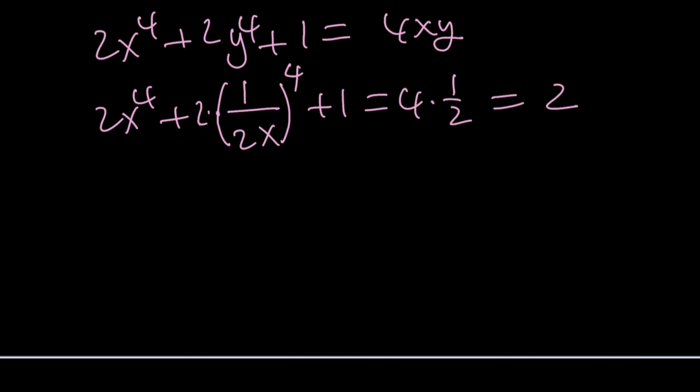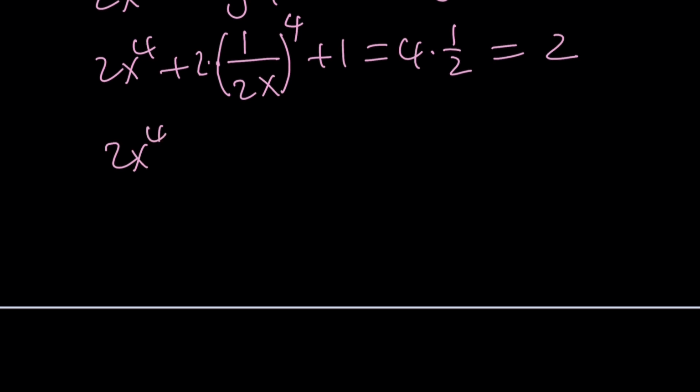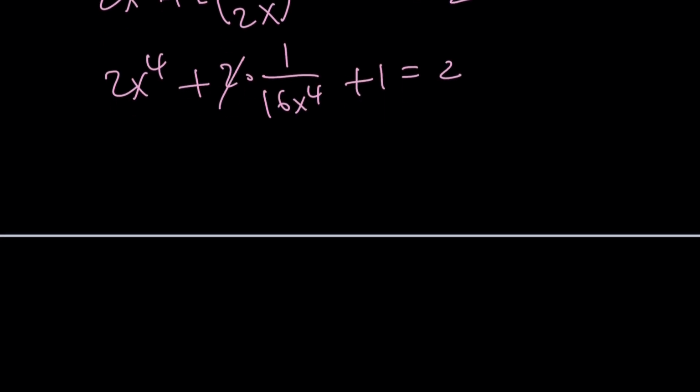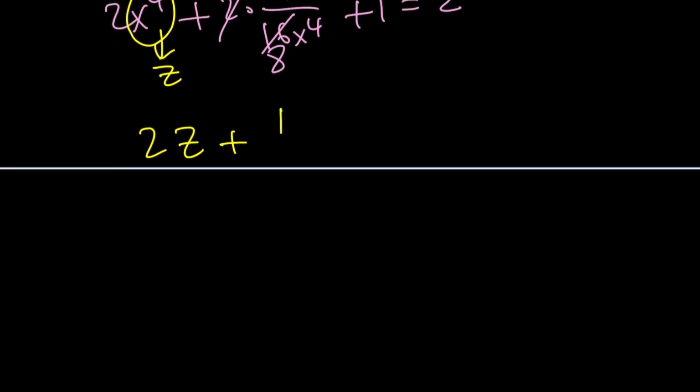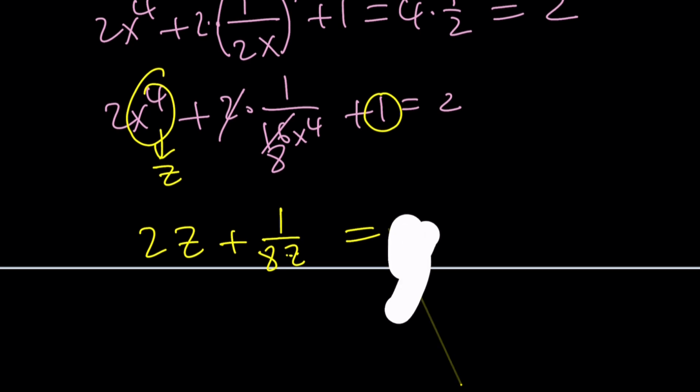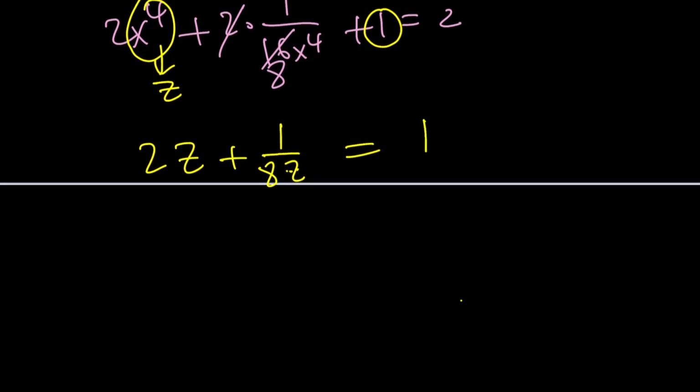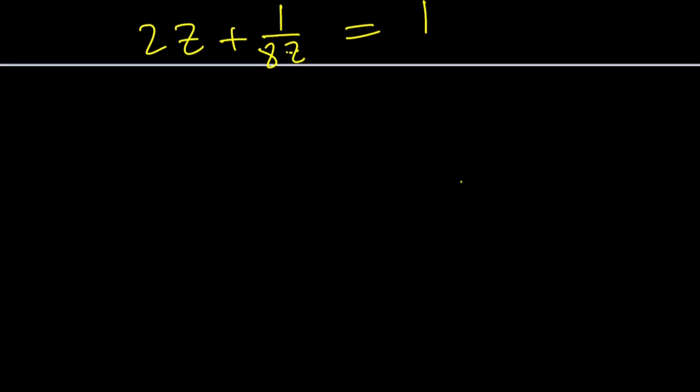Nice. Now notice that when you expand this, it's going to be 2x to the fourth plus 2 times 1 over 16x to the fourth power plus 1 equals 2. And now 2 goes into 16 8 times. And if you use substitution here, which would make a lot of sense, why don't we replace x to the fourth with something like z maybe? Not complex, but just z. 2z plus 1 over 8z is equal to 1, because we subtracted 1 from both sides. Now, we're going to go ahead and cross multiply.